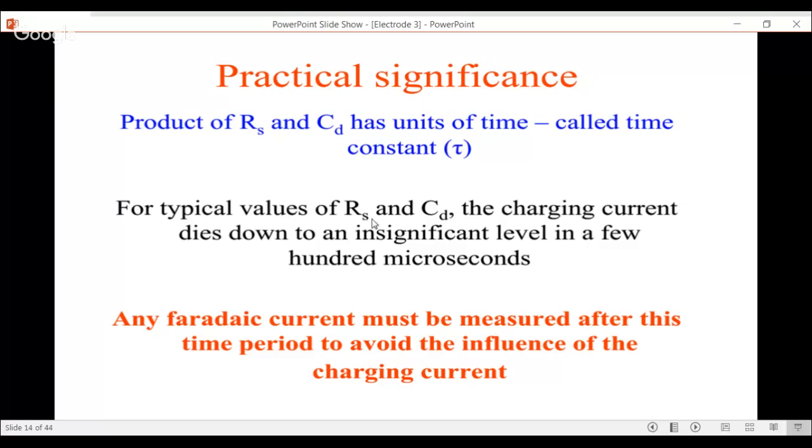For typical values of Rs and Cd, the charging current dies down to an insignificant level in a few hundred microseconds. We will come to all these things in electronic circuits. Any Faradaic current must be measured after this time period to avoid the influence of the charging current. So if I were to do an electrochemical reaction which gives rise to a Faradaic current, the Faradaic current must be measured without the influence of the charging current. The charging current will be taking place, but only for some microseconds.